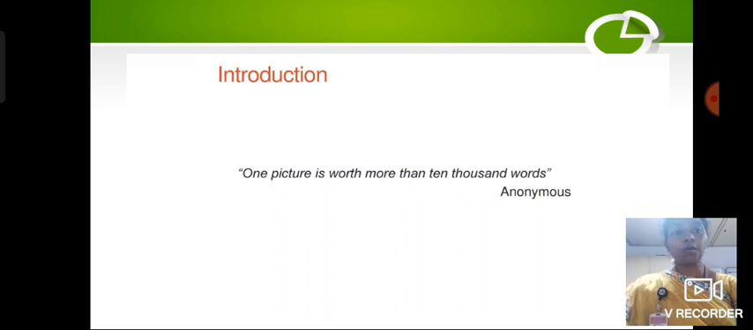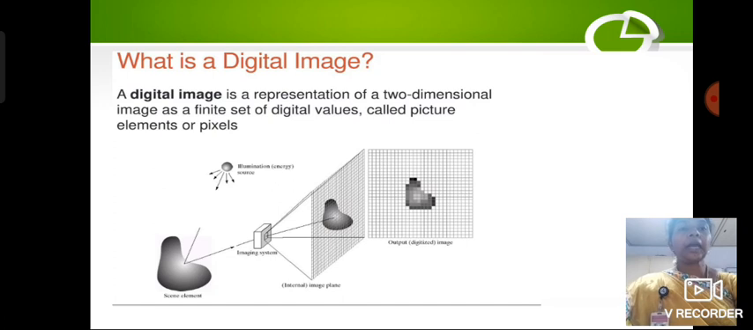First, we want to know what digital image processing is. It is a representation of two-dimensional images. What are two-dimensional images? They have an x-axis and a y-axis, so the image is displayed along the x and y axes. It has a finite set of digital values, and those values are called picture elements, or pixels. In this image you can see how the picture is displayed in a plane, with an x coordinate as well as a y coordinate.